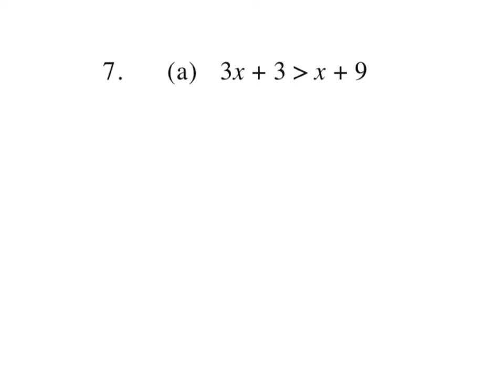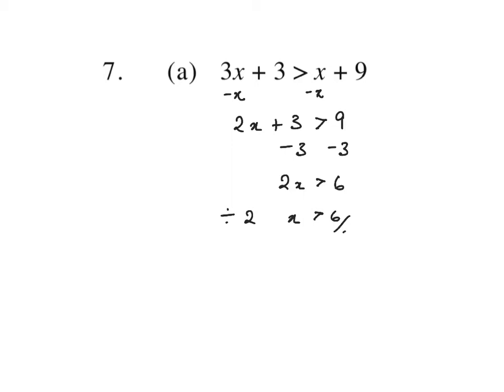So, we'll gather together the letter terms first of all. I'm going to subtract x from this side and then x from this side. 2x plus 3 is greater than 9. I'll subtract 3, 2x is greater than 6, divide by 2, x is greater than 6 over 2, x is greater than 3.